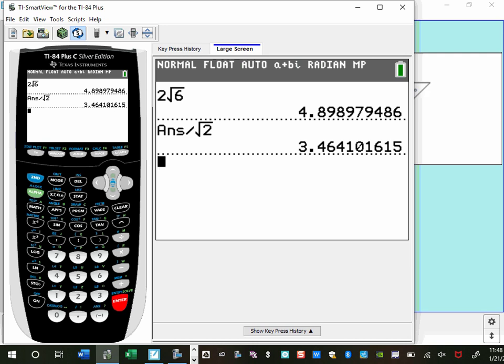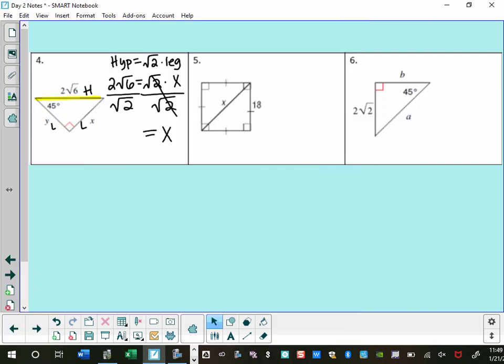Do not give me 3.4. Why is it not 3.4? Because that 6 rounds that 4 up to 5. So my answer is 3.5. That's just x. How do I find what y is?